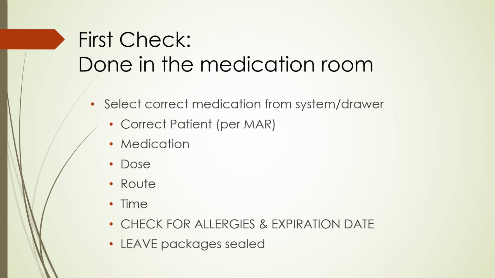The first check we do is in the medication room when we're removing the medications from whatever medication delivery system our facility uses. If our facility uses drawers or an automated machine, we need to make sure that we are taking our medications from the correct patient source. We double check this by using the name and date of birth from our MAR. We then remove the actual medication we need, checking the medication's name against our MAR to make sure it's the correct medication, the correct time to be given, and the correct dose and the correct route.